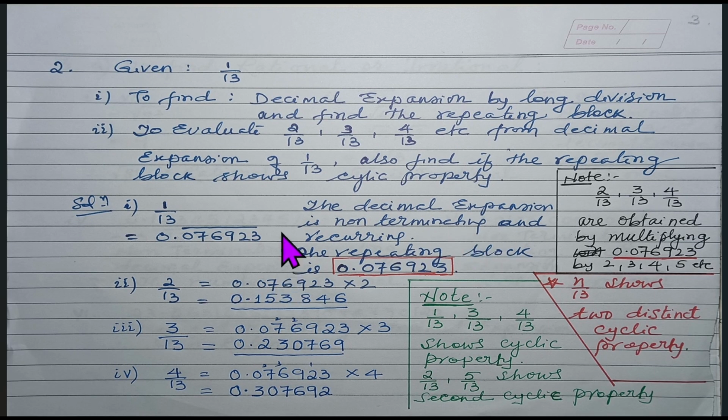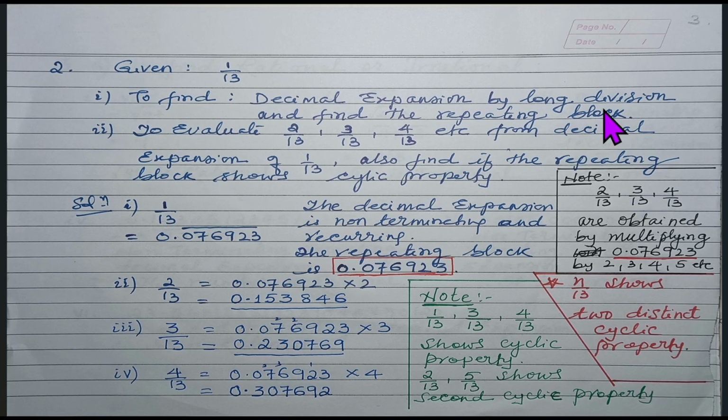Now the second example of the exercise 3.5, we are given 1 by 13. Now what we have to find is the decimal expansion by long division method, and also find the repeating block.